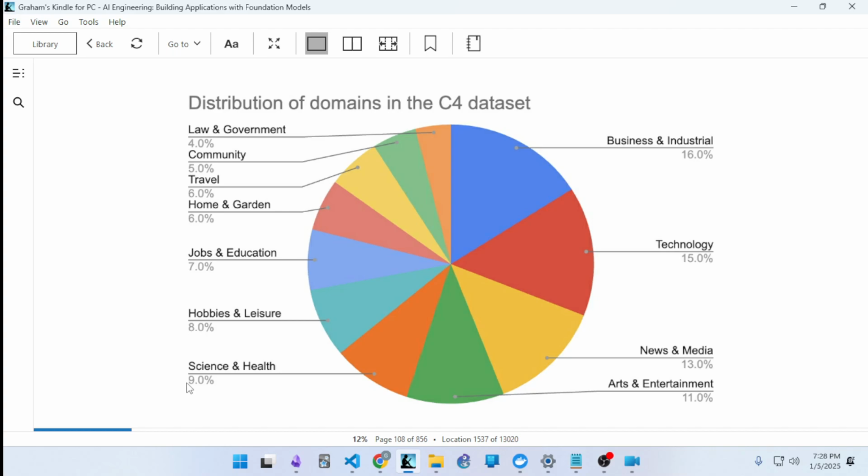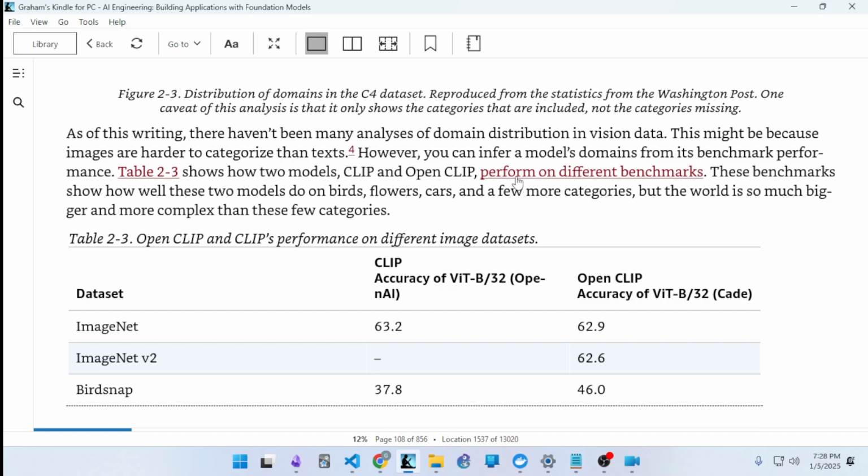You know what? Oh no, jobs, education is there, but it's only 7%. Figure 2-3 distribution of domains in the C4 dataset reproduced from the statistics from the Washington Post. One caveat of this analysis is that it only shows the categories that are included, not the categories missing. Yeah, so I had trouble thinking of one.